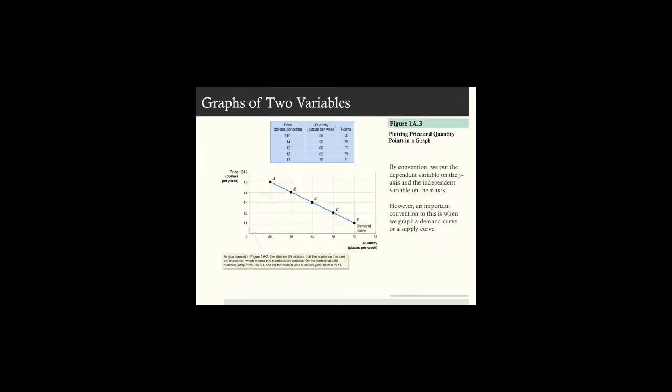So here's an example of figure 1a.3, plotting price and quantity points in a graph. Here we see that the independent variable, price, is actually on the y-axis, and that the dependent variable, quantity, in this case pizzas per week, is on the x-axis.